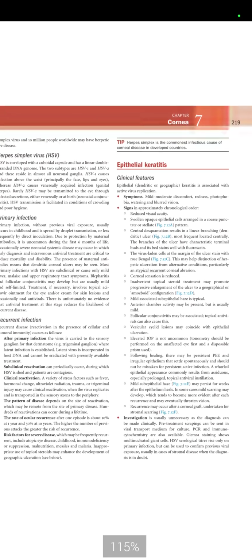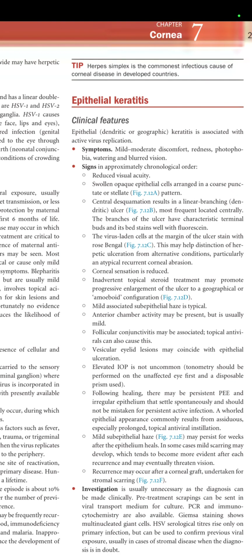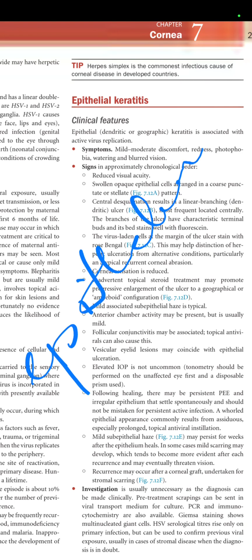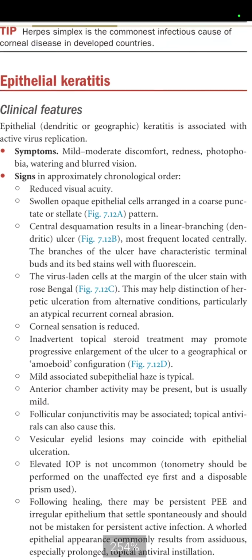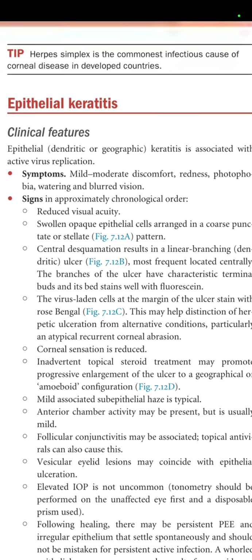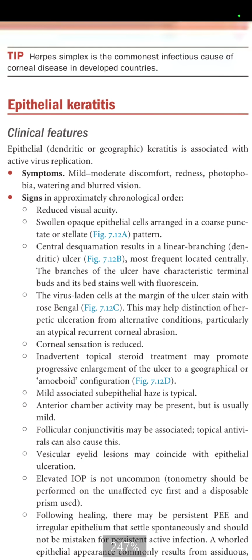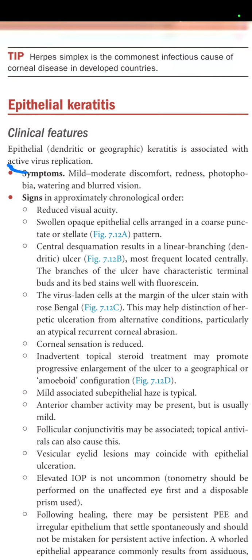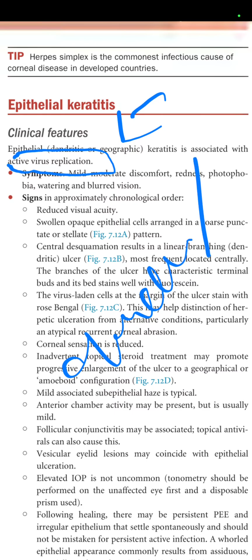So we are going to start with epithelial keratitis. Basically, in epithelial keratitis, the herpes simplex is affecting the epithelium of the cornea, so that is why it is epithelial keratitis. So what are the clinical features of epithelial keratitis? Epithelial or dendritic or geographic keratitis is associated with active viral replication. So if the virus is replicating, then it gives the dendritic or the geographic ulceration.